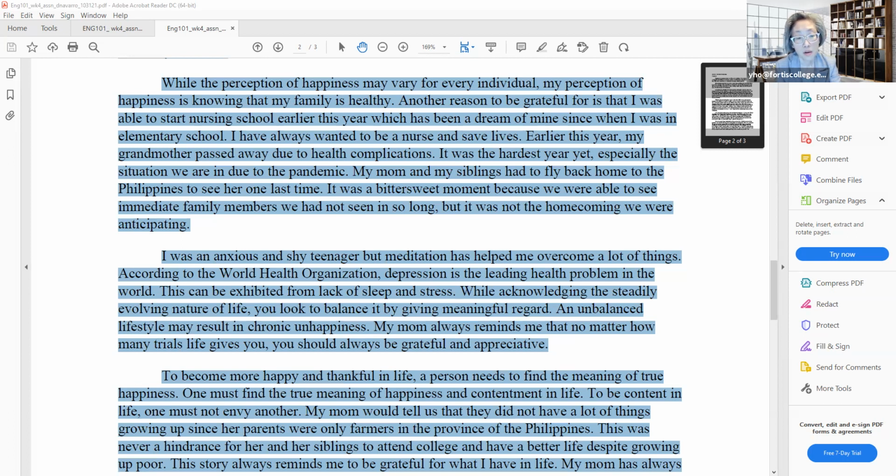In paragraph 5 is your conclusion paragraph. So you repeat the thesis as the first sentence. Okay, so you repeat the thesis as the first sentence.